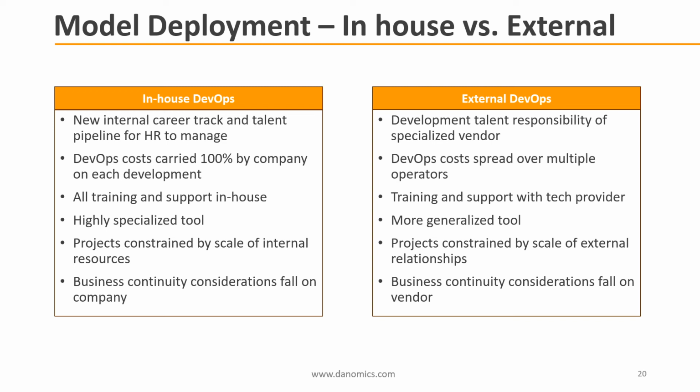And then finally, when you're developing in-house, your projects are going to be constrained by the scale of your internal resources. If you have one DevOps team, you're going to be able to work on one deployment at a time. Maybe if you have a larger team, you can work on a couple of these. However, if you're doing your DevOps externally, it really comes down to your ability to manage contracts and relationships. That's where the constraint is then, because you could go out to 3, 4, 5 different vendors.